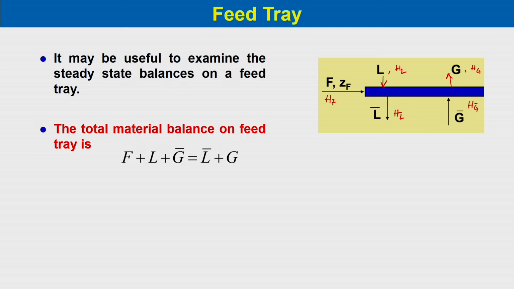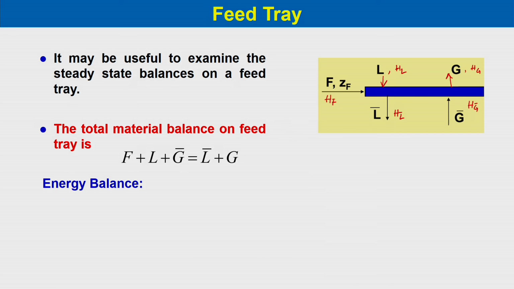For the total material balance on the feed tray, we can write the entering flows: F is the feed, plus the liquid from the top tray is L, and the vapor entering from the tray below the feed tray is G bar, which is equal to the liquid leaving the tray, L bar, plus the gas or vapor leaving the tray, G. So, this is the total material balance on the feed tray.